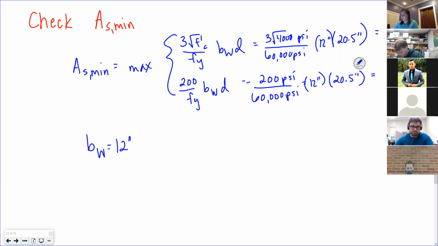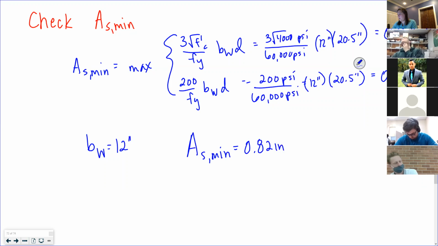And remember to use the larger of those, which I think is the bottom one. I didn't even calculate the top one. I guess that should be. And my area of steel is 3.6. So.